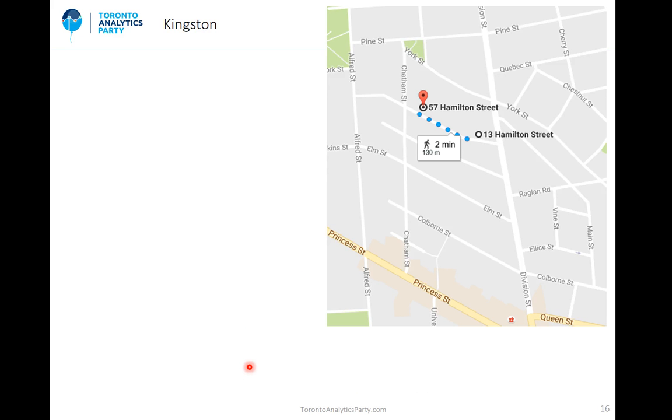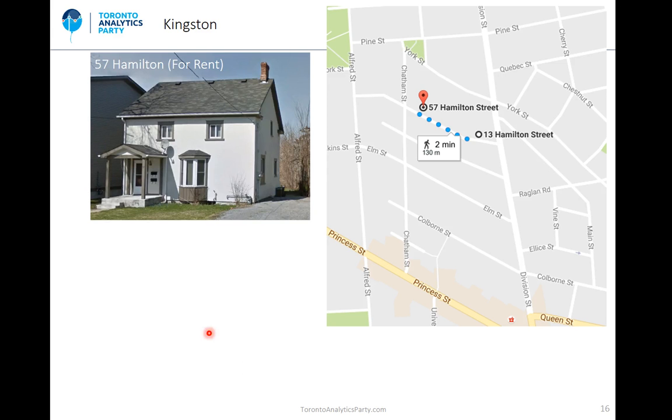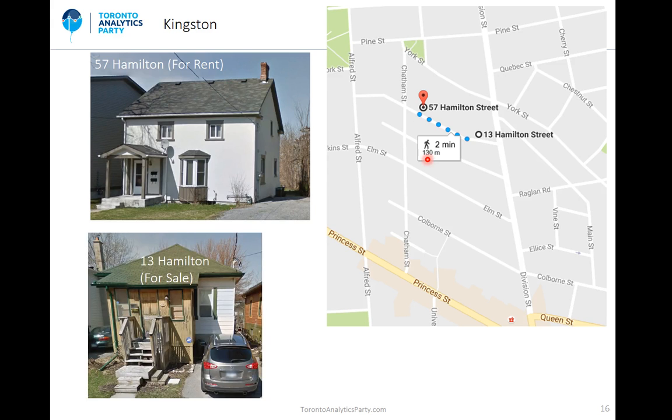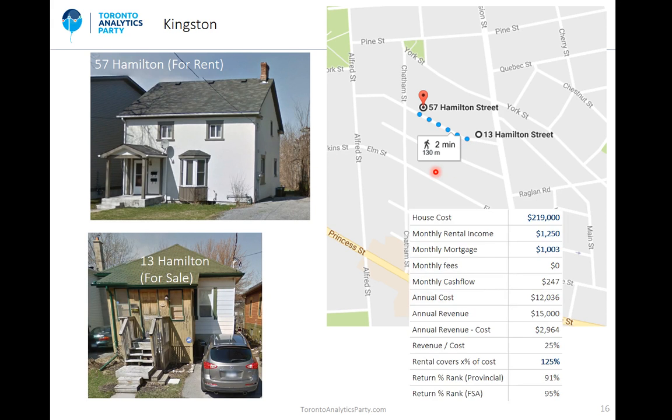Another example is off in Kingston, where we have 57 Hamilton, which is right over here. And our paired example is 13 Hamilton for sale, which is right over here. We see the house cost at $219,000, which is a monthly mortgage of $1,000. The monthly rental income over here is at $1,200, which means your rent is covering 125% of your mortgage.